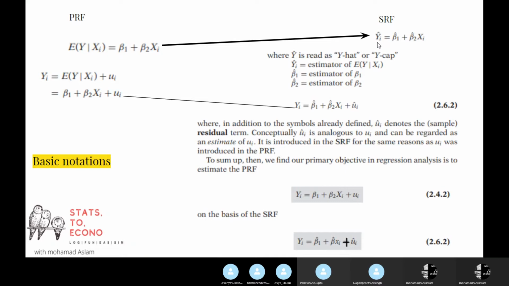But this hat means that this is your estimated value based upon the sample statistics. If it's from the population statistics, then you are not required to put a hat. It's a notational change so that you can understand that this is from the sample statistics, not from the population statistics. And if you add this particular unknown residual term to this PRF, now this is our econometric function, the population regression function.